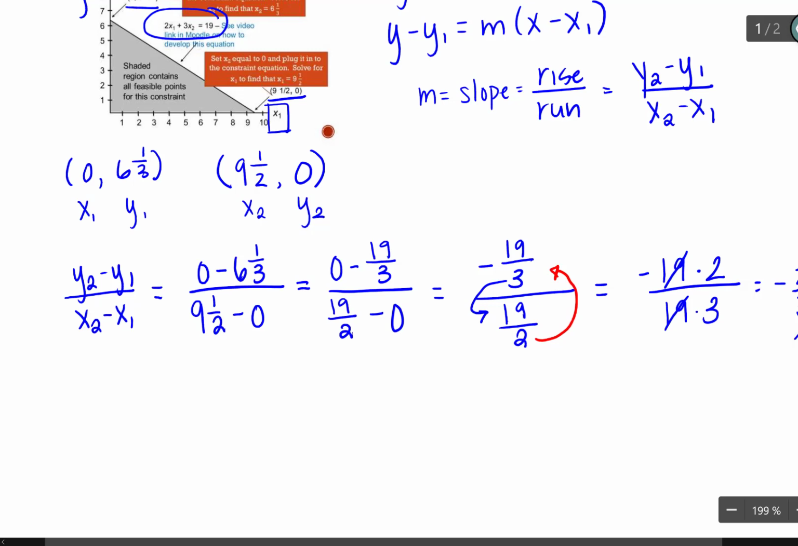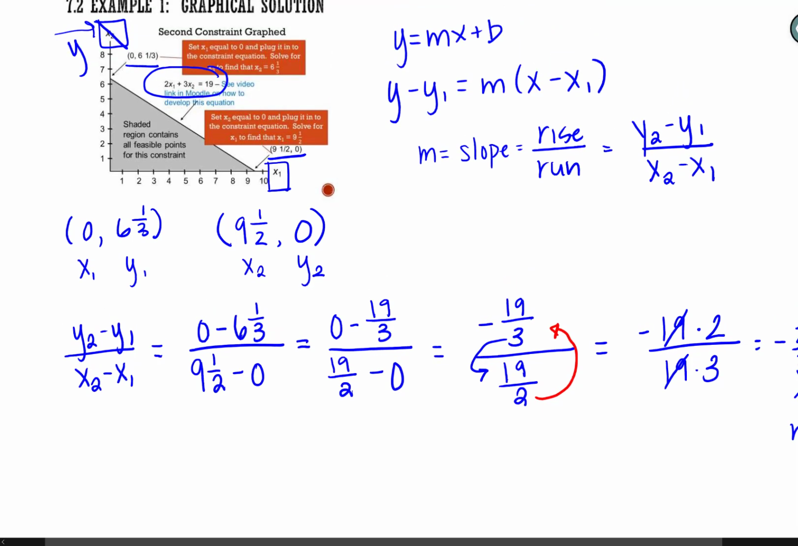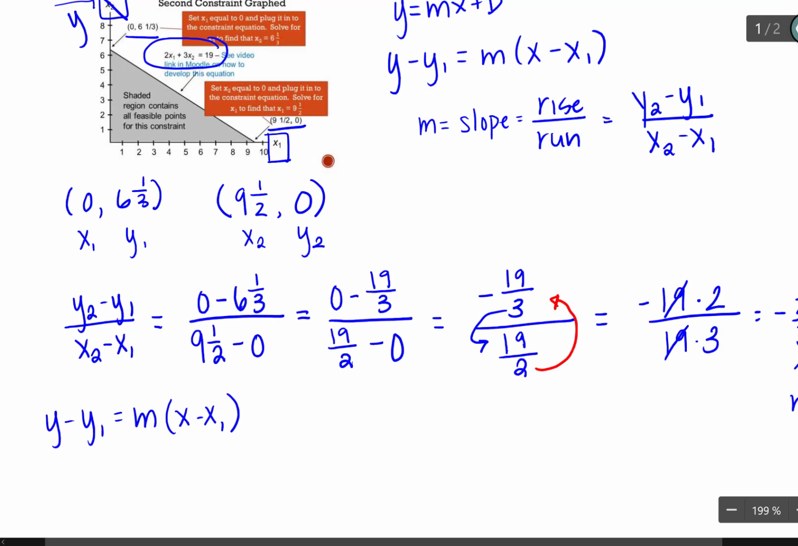So now we need to use this and find the equation for the line. We can use either slope-intercept or point-slope form. Since we are given a couple points, let's go ahead and practice with the point-slope form. So y minus y1 equals m times x minus x1. Now it doesn't matter what point we use as long as we just use one of them. We're consistent with our coordinates. So let's go ahead and use our second point, (9 1/2, 0).